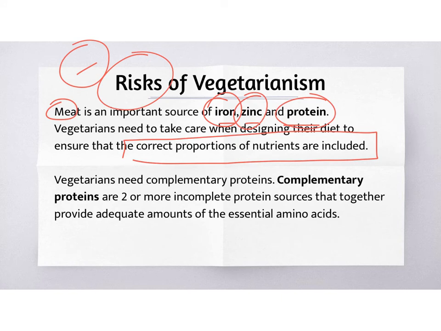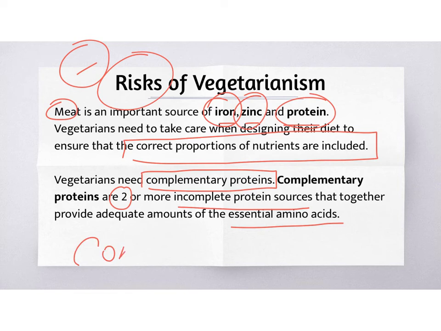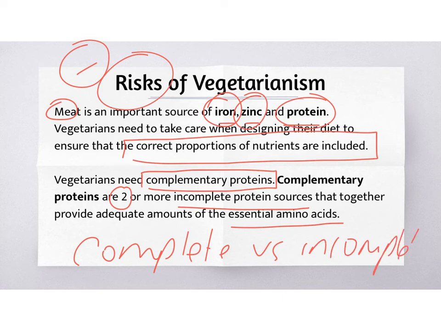In order to do that, vegetarians need to have complementary proteins. Complementary proteins are where two or more incomplete protein sources together provide all the essential amino acids. Now, it's important to understand that there are two types of protein: complete proteins and incomplete proteins. Complete proteins are those that contain all the essential amino acids, whereas incomplete proteins are those that do not contain all the essential amino acids. Complete proteins come from animal products such as meat. Incomplete proteins come from plant-based products like nuts and seeds.